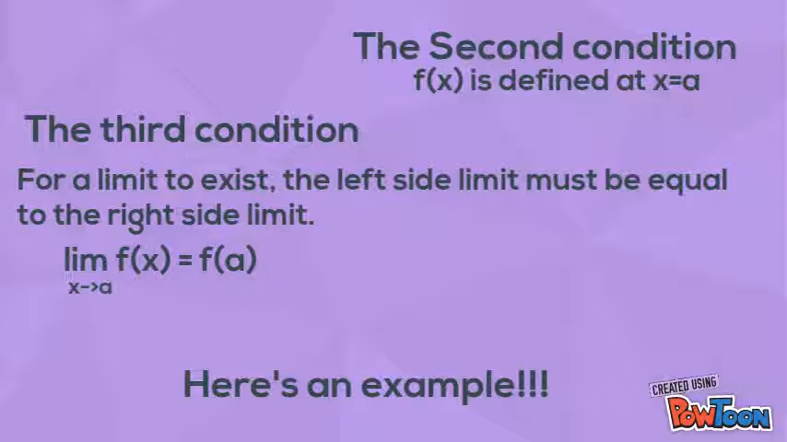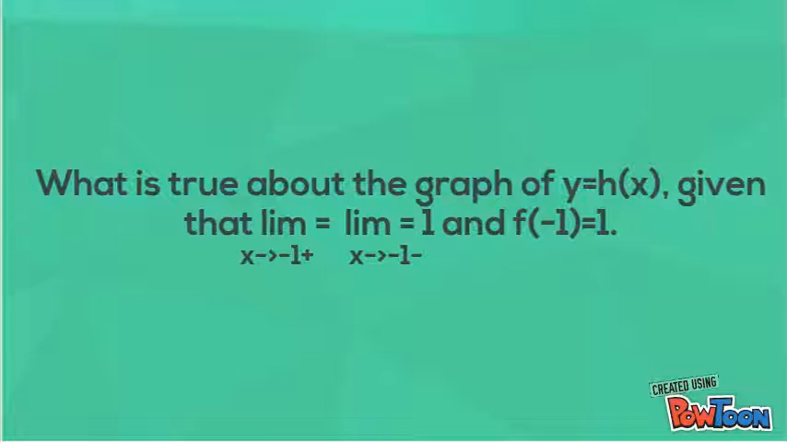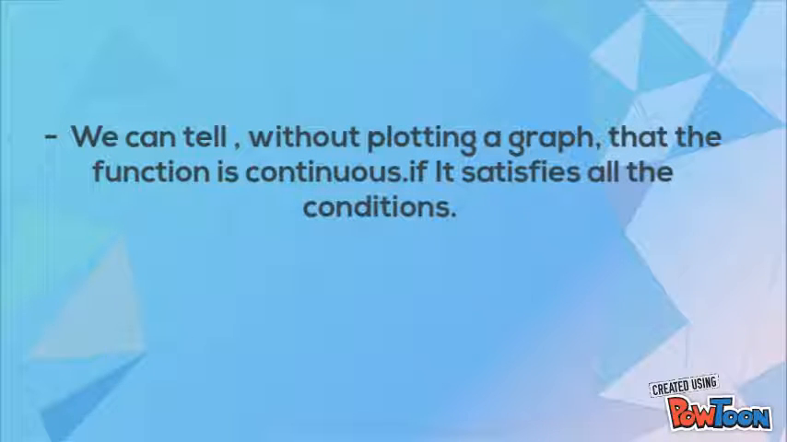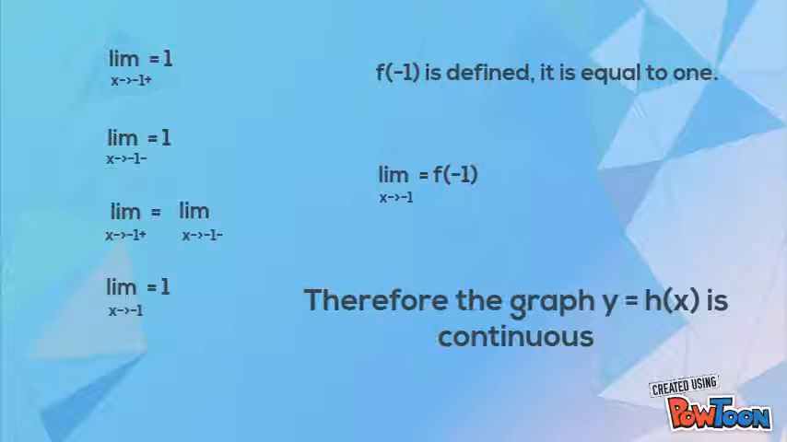What is true about the graph y equal to h of x given that the limit as x approaches -1 from the right is equal to the limit as x approaches -1 from the left is equal to 1, and f of -1 is equal to 1? So we can tell without plotting a graph that the function is continuous if it satisfies all these conditions. All these conditions must be met for the function to be continuous, and if they are, then the graph y equal to h of x is continuous.